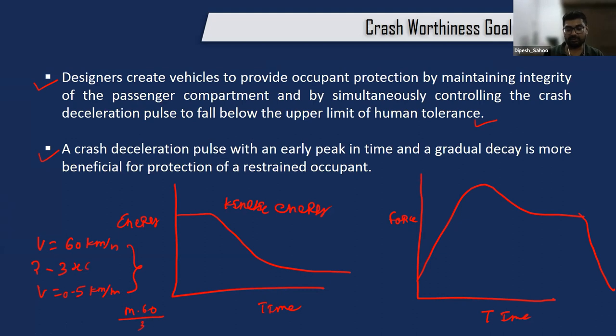Within not 2 to 3 seconds is also very high. Within a fraction of seconds. So the rate of change of momentum is very high. And what is rate of change of momentum? It is nothing but force. So force hum log ka bahut jaldi badh jata hai. So isliye a crash deceleration pulse with an early peak in the time and gradual decay is more beneficial.